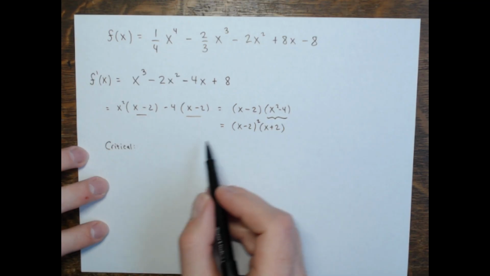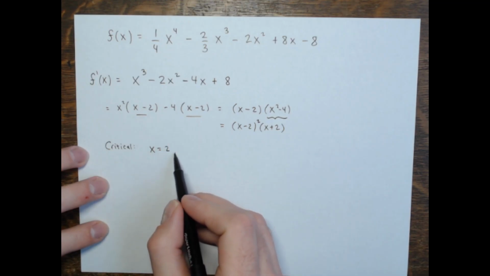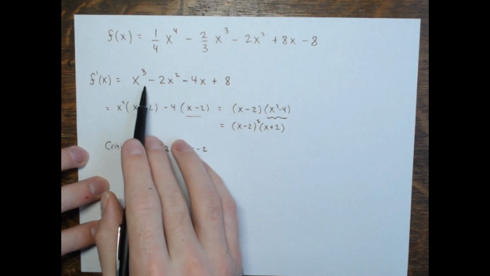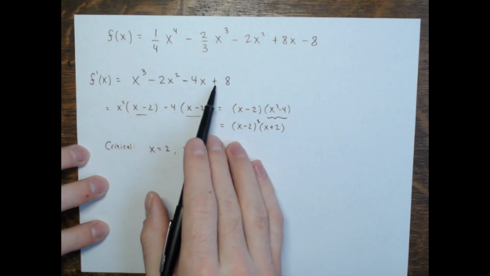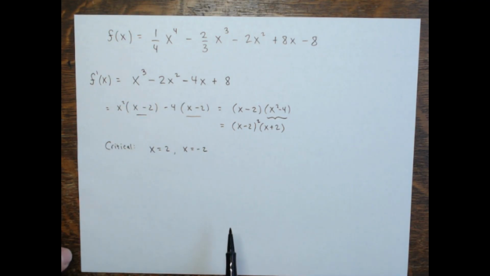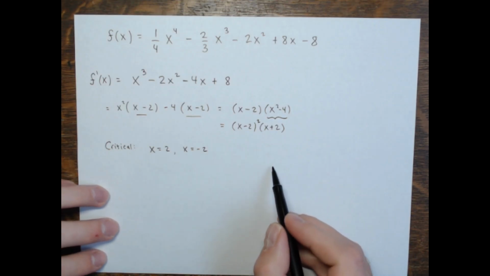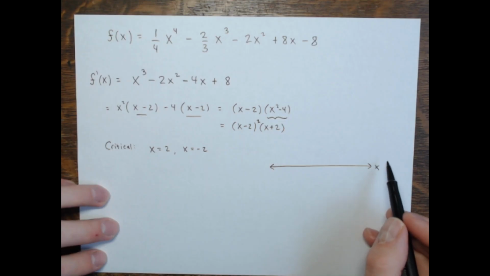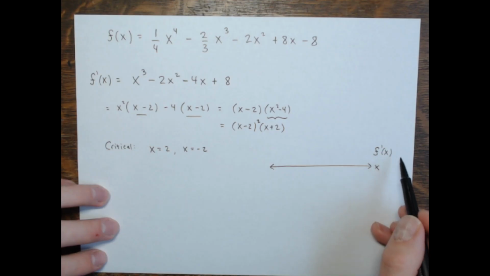So the critical values are x equals positive 2 and x equals negative 2. That would make each of these factors 0. And again, you can plug them back into the original and see that you get a value of 0 both times. All right, so number line and values of x. Now again, on top of the number line, I'm putting values of f prime.